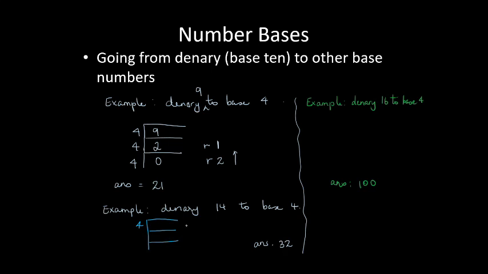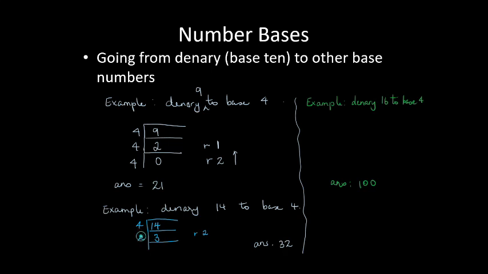Changing denary into base 4, base 2, and base 3 is harder than changing base 4, base 3, base 2 into denary. So let's try this. Here we have 14. We say 4 can go into 14 3 times, so we put 3 here. 3 times 4 is 12, and 14 minus 12, you have a remainder of 2.